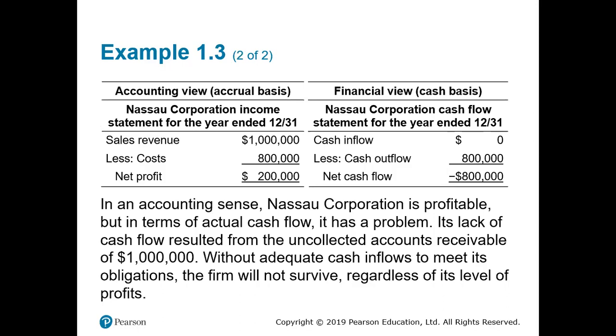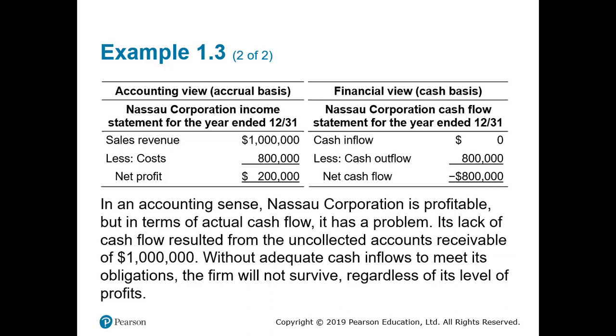So this is how we record under accrual basis. We record our sales even without collecting the payment yet, and we subtract our cost. We arrive at the net profit of 200,000. Or in accounting parlance, they will be using it as gross profit, whatever they want to view it.